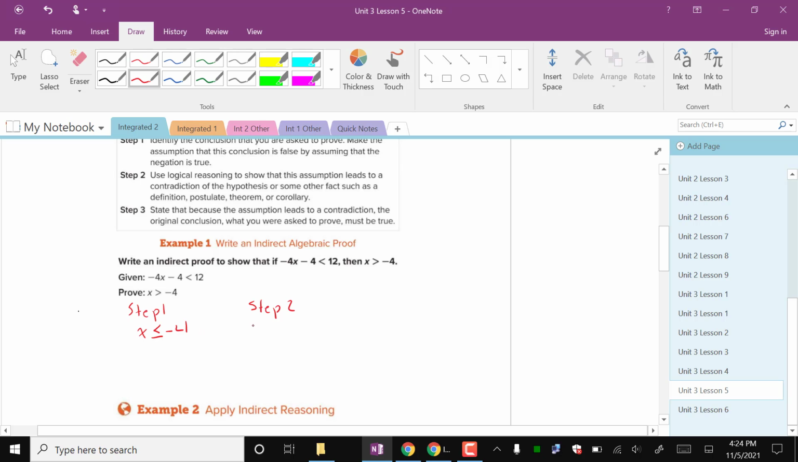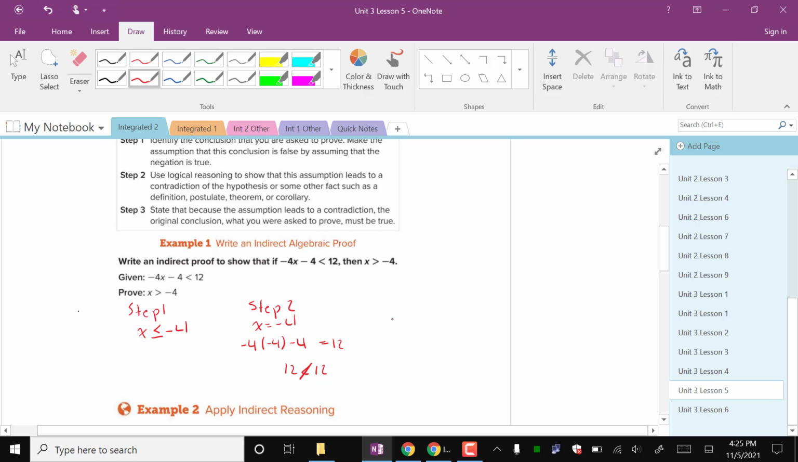So case 1, we said x equals negative 4. So when x equals negative 4, we have negative 4 times negative 4 minus 4 would equal 12. But we don't want 12. We want 12 is less than 12. We got 12 equals 12. That's not what we want.